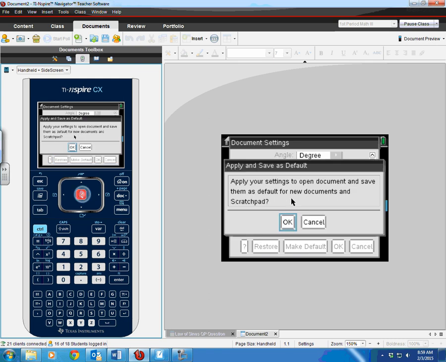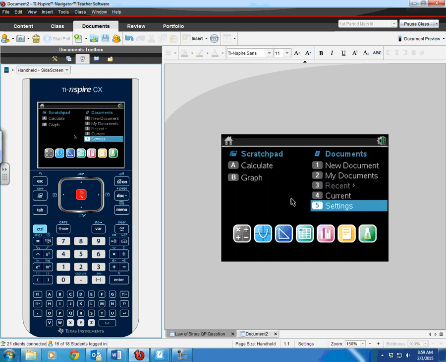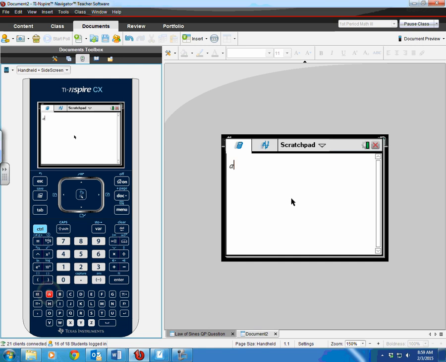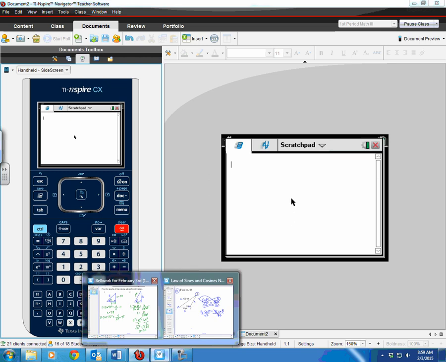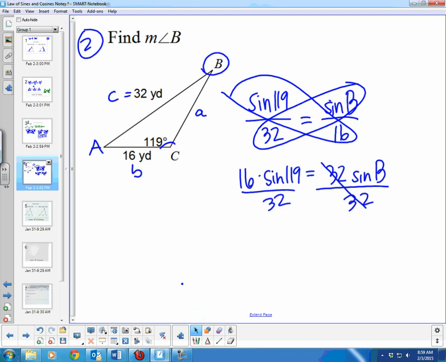Sorry, I got to fix this so I have it in the right mode. 25.9 with the next number, though. Okay, so let's just leave it 25.9. All right, so angle B is 25.9 degrees. Whenever you're finding the measure of an angle, you have to use inverse.